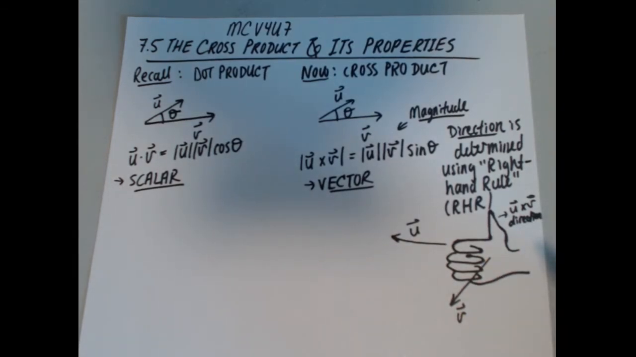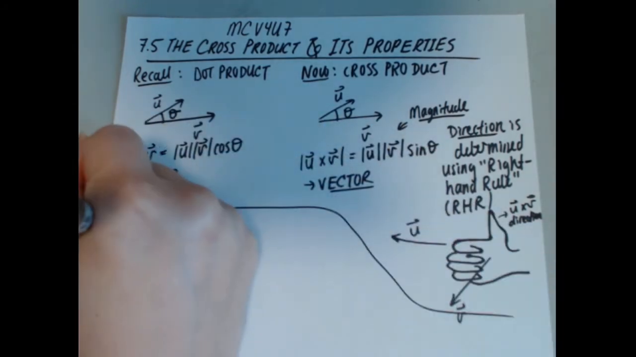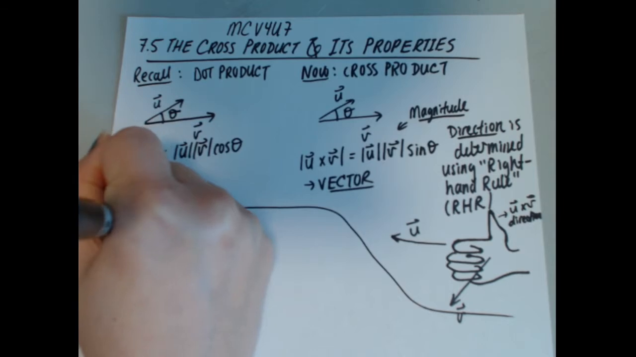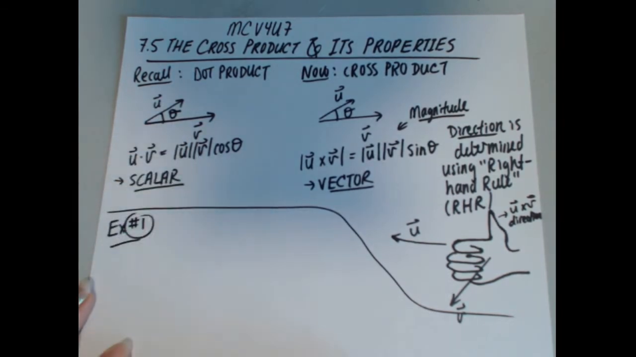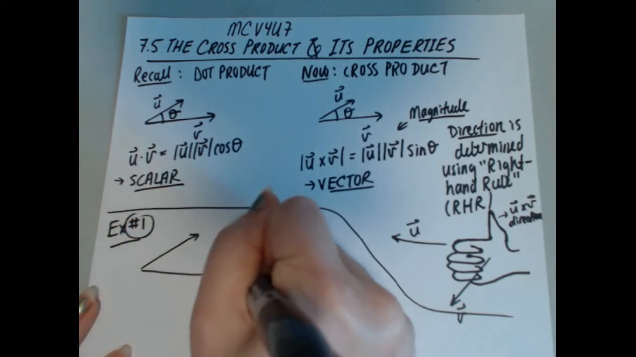Well, that's what we're going to investigate as part of the next example. So we will continue using the right-hand rule. Let's formally get into example 1. Okay, so let's say I have these two vectors and they're already placed tail to tail.